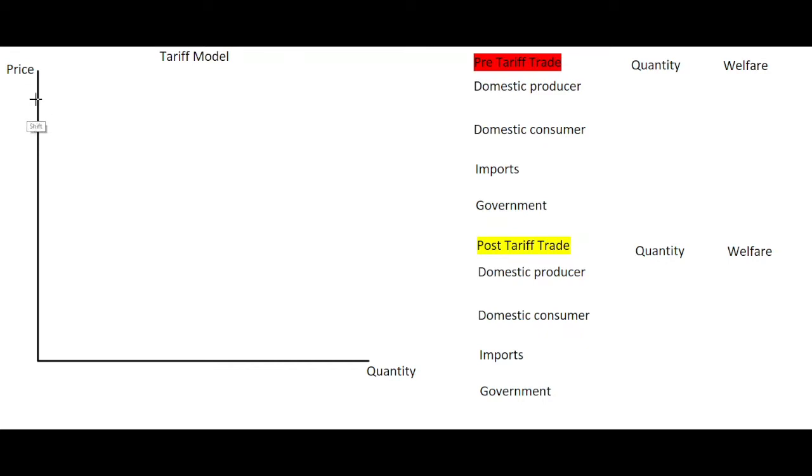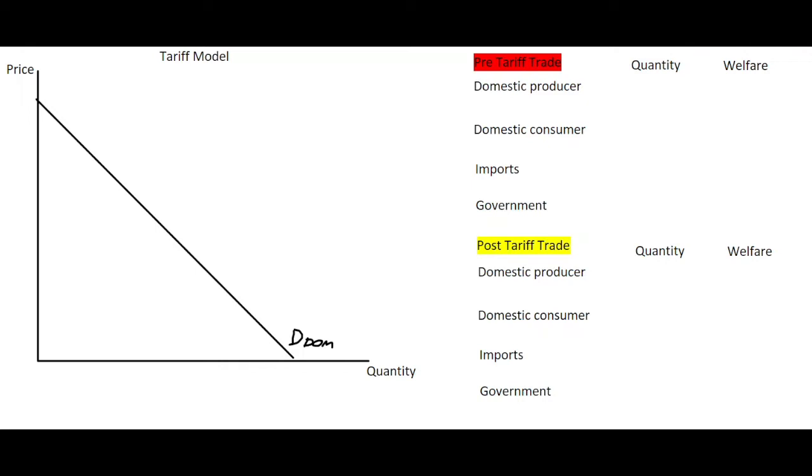In order to do that, we will first start with a downward sloping demand curve, and we will label this demand curve demand with D and DOM. The DOM in this case represents domestic demand. So this is demand from the perspective of the country we're looking at. In this case, we'll say the United States.